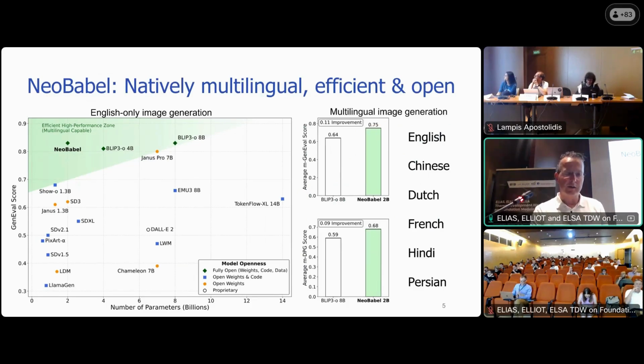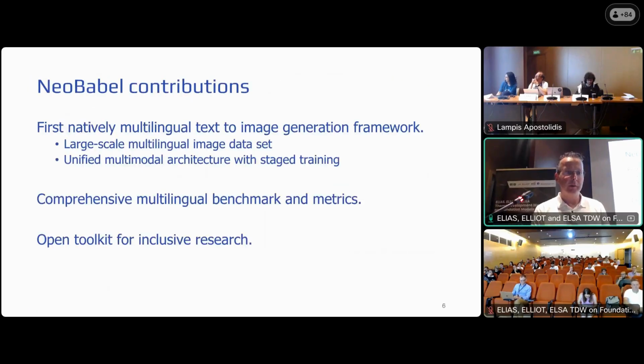All right, so what do we contribute here? We believe this is the first natively multilingual text-to-image generation framework. It comes with a large-scale multilingual image dataset, a unified multimodal architecture with staged training, a new type of benchmark built on existing benchmarks, and also new metrics to take into account the abilities that come with being multilingual. And we release everything as an open toolkit for inclusive and open research.